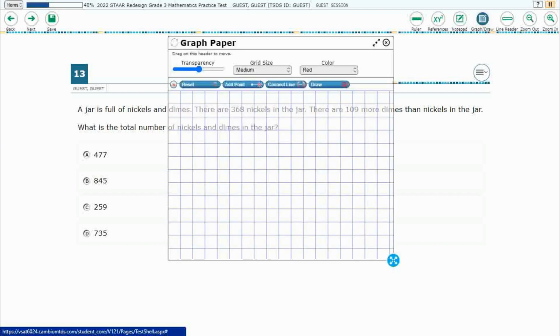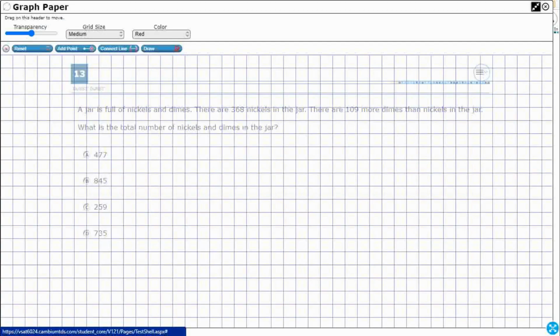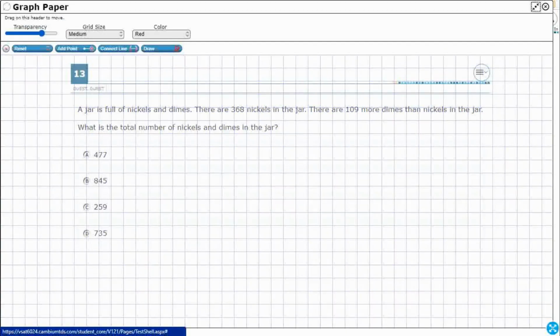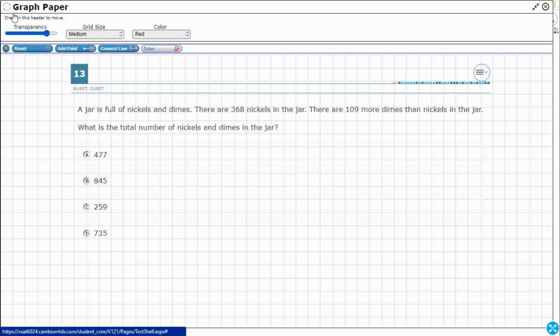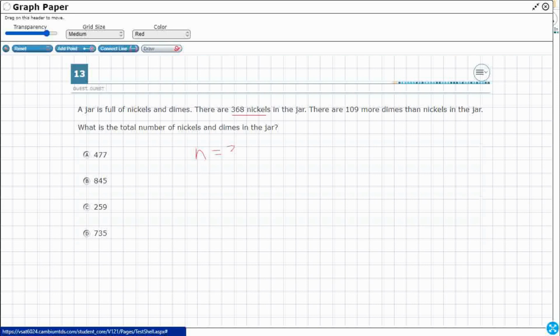So I'm going to open up my graph draw. I'm going to expand it, make it a little bit more transparent here. All right, so we've got nickels plus dimes, right? That's pretty simple. So nickels equals 368. Seems like it's pretty simple because look at this. Total number of nickels and dimes. So my answer is going to be nickels plus dimes. But take a look at this. There are 109 more dimes than nickels.